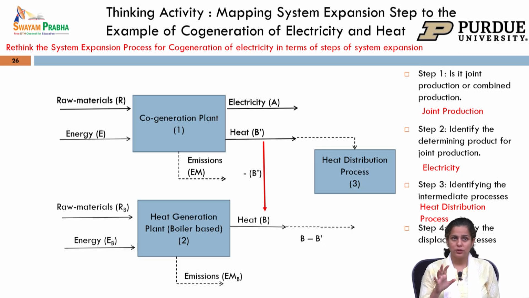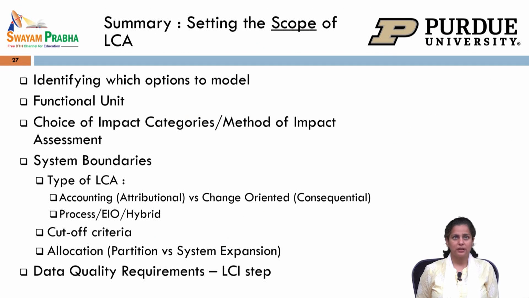So, what you will be doing is preparing an updated inventory for the cogeneration plant and the associated impact for electricity A by including all these expanded system boundaries, so that you know what actual impact of the raw materials R, energy E and emission E is going to be part of your inventory for electricity A. Okay. With this, we come to an end to the scope phase of LCA.